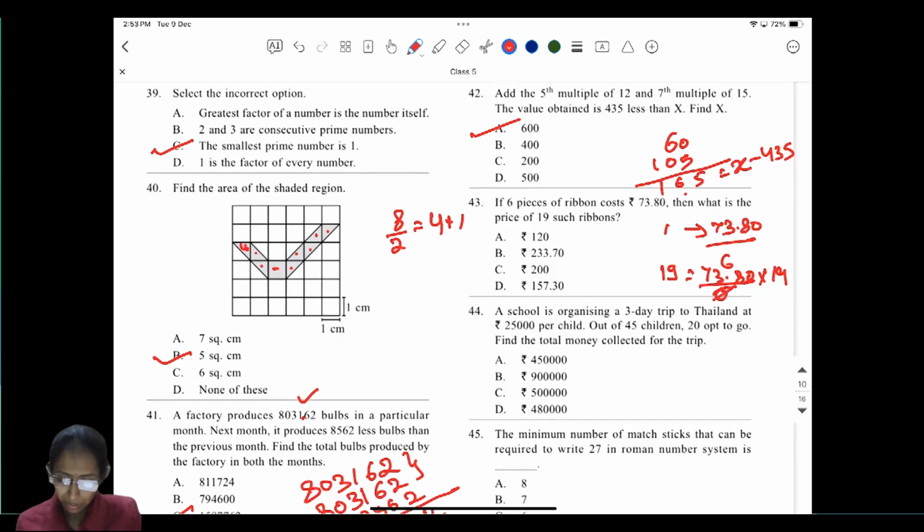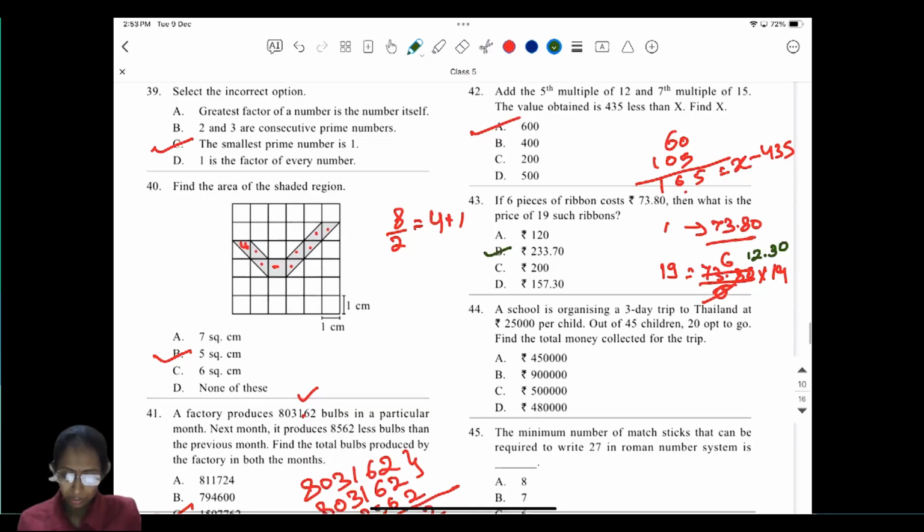So first of all, I'm cancelling it out by 6. When we cancel it out by 6, we are having 6 1 times 6, 6 2 times 12, 18, 12.30 into 19. And when you multiply this, you will be getting 233.70. Now, next 44th question.